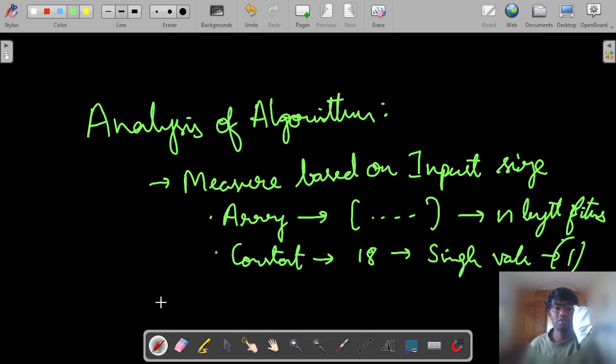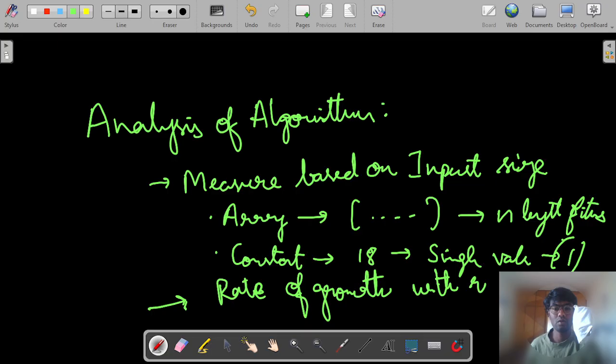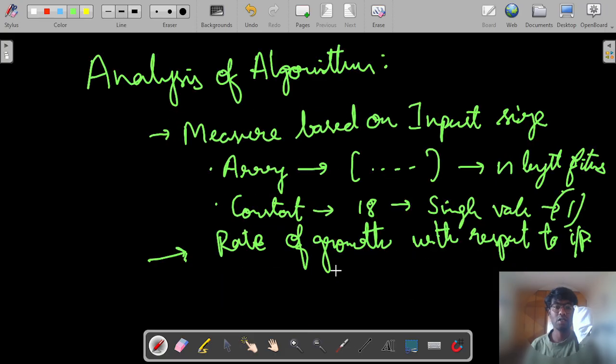So we measure based on the input size, and we see the rate of growth with respect to input, right? So this is how we analyze our algorithms, right? And in the next chapter, we are going to understand a lot more about this rate of growth and the different types of analysis that we have, right?